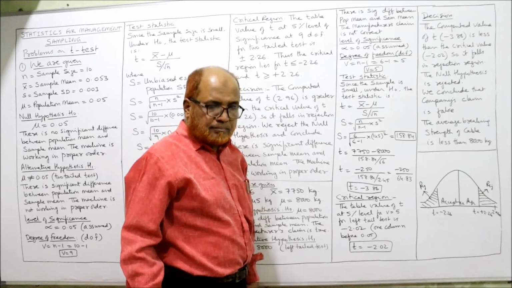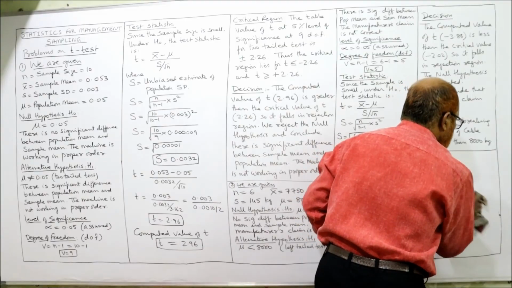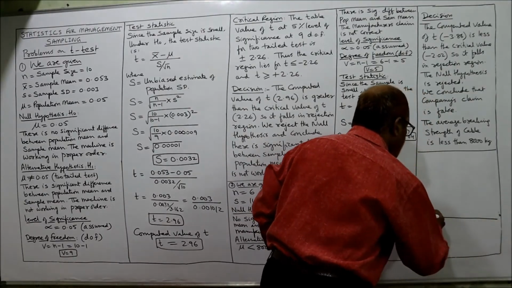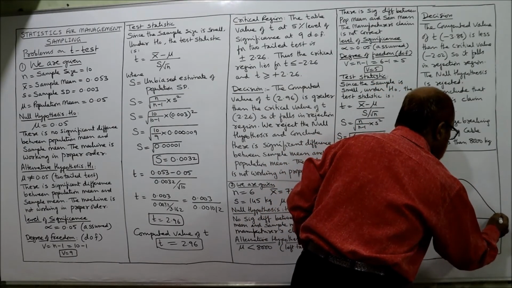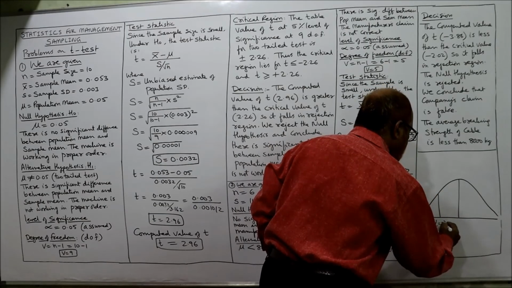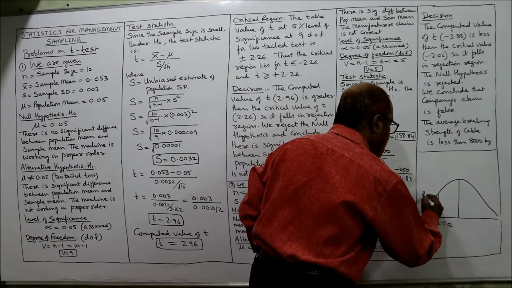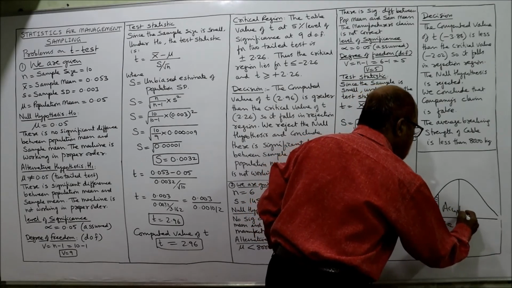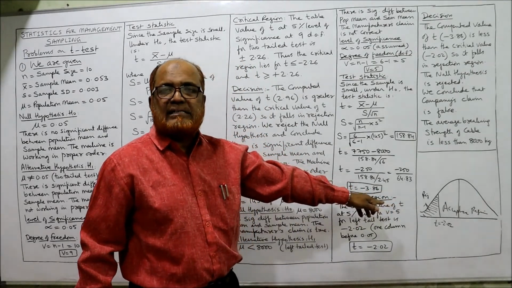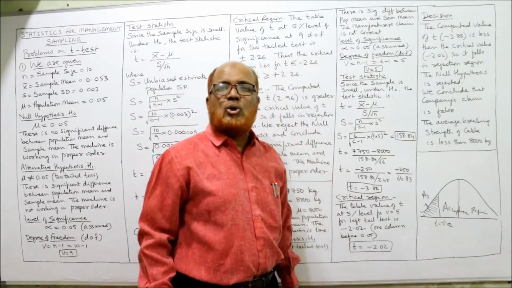Now the decision. Now I am comparing the computed value with the critical value, with the help of a diagram. This is the normal curve. The critical region will lie on the left side, at T equal to minus 2.02. This is the rejection region and this is the acceptance region. The rejection region is only on the left side, since it is a left tail test. On the right side we don't have any rejection, all acceptance.